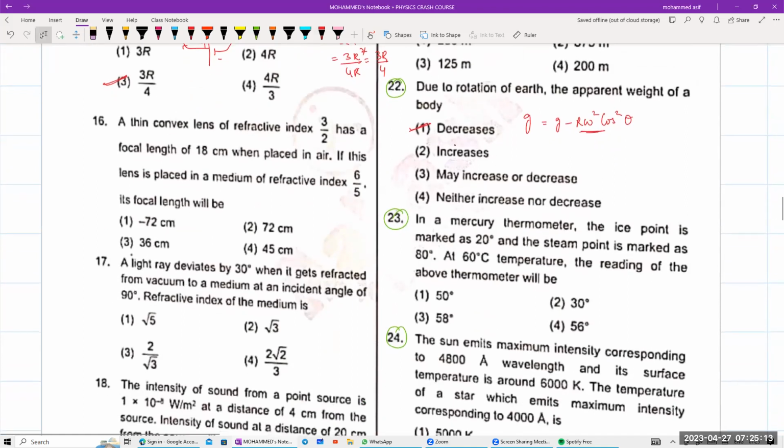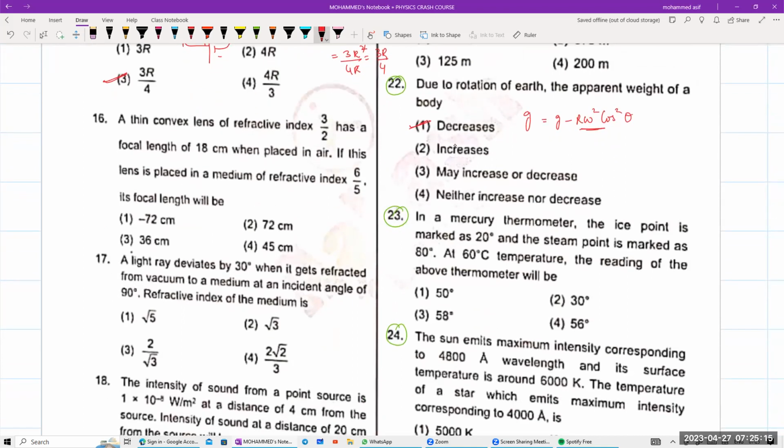Question number 23. In a mercury thermometer, the ice point is marked as 20 degrees Celsius and the steam point is marked as 80 degrees Celsius. At 60 degrees temperature, the reading of the above thermometer will be equal to how much? चलें करिए. 30 seconds, 40 seconds का time लेके एक बार करिए बेटा. I'm pausing it.